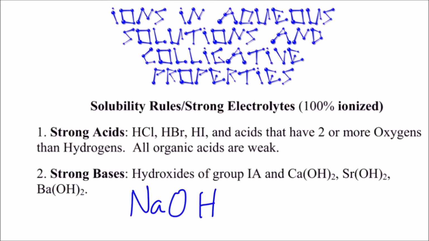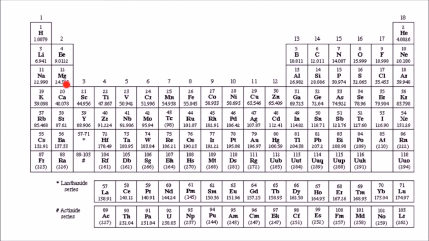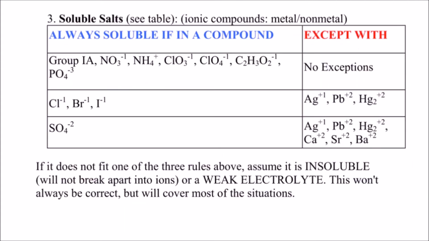Okay, and then calcium, strontium, and barium hydroxide are all strong bases as well. Those are in the second column, and they are right on top of each other. You can see those right here. Okay, calcium, strontium, and barium. So calcium, strontium, and barium hydroxides can form strong bases. Alright, so that's the acids and the bases rules, which are pretty easy, and then we have the salt rules.